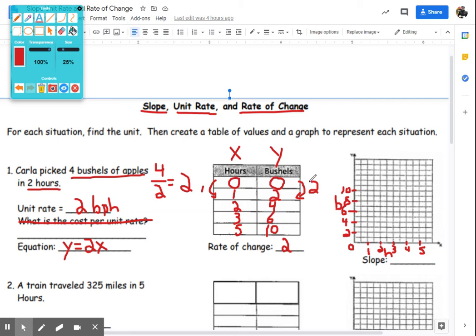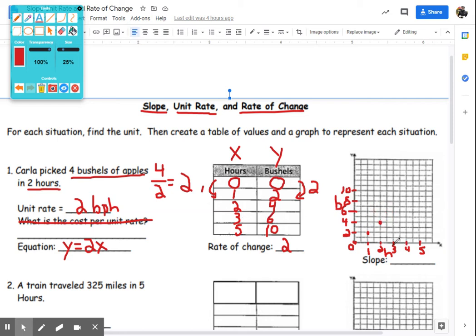So if I start with 0, 0, well, that's my origin, right? We haven't gone anywhere. So my next one would be 1, 2. So at 1 hour, we're at 2 bushels. So I'm going to put a dot there. At 2 hours, we're at 4 bushels. I'm going to put a dot there.